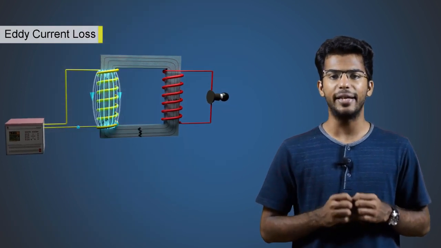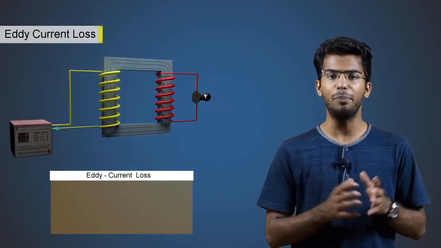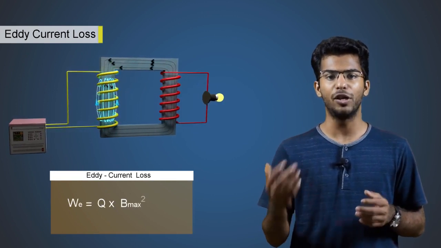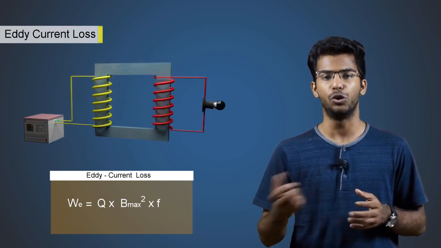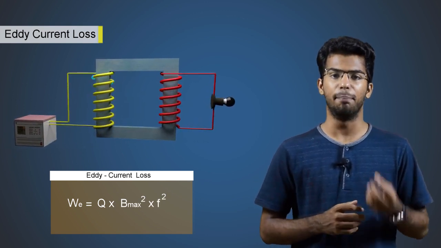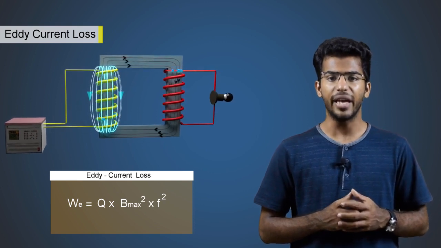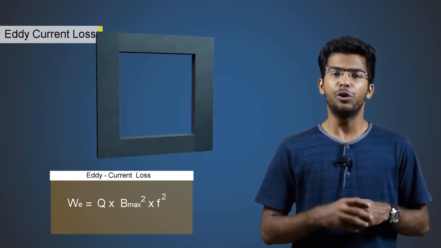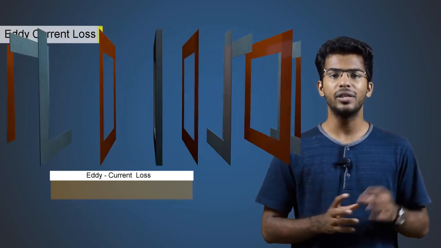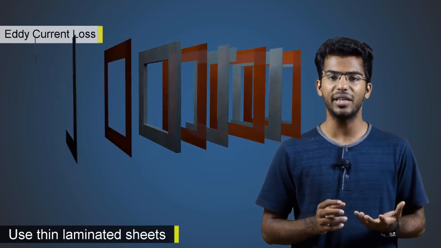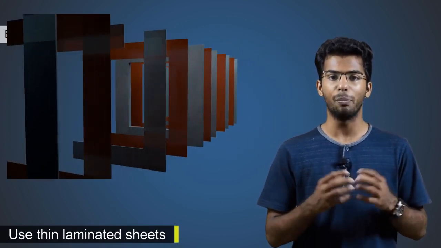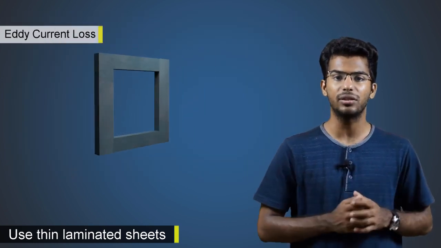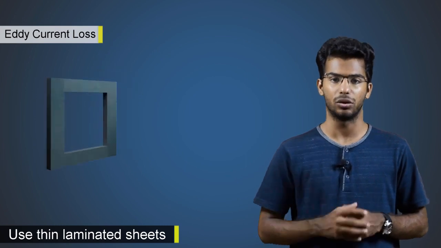The expression for eddy current loss is given as WE equals Q multiplied by Bmax to the power 2 into F to the power 2, where Bmax is the maximum flux density in the core, F is the frequency of AC current and Q is the constant. To reduce core losses, we use thin laminated sheets made of steel with high silicon content to make a core. Steel laminations reduce the eddy current and silicon steel reduces hysteresis losses.